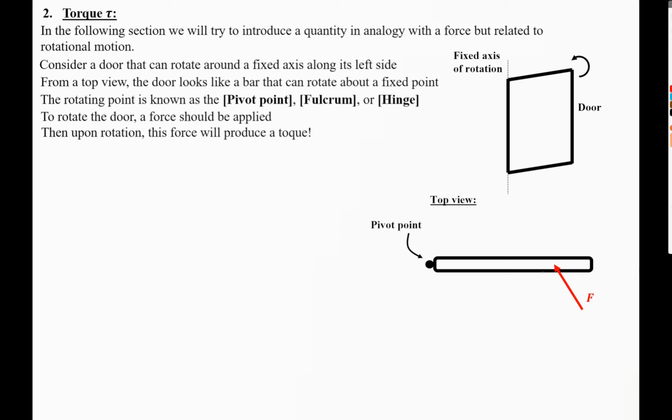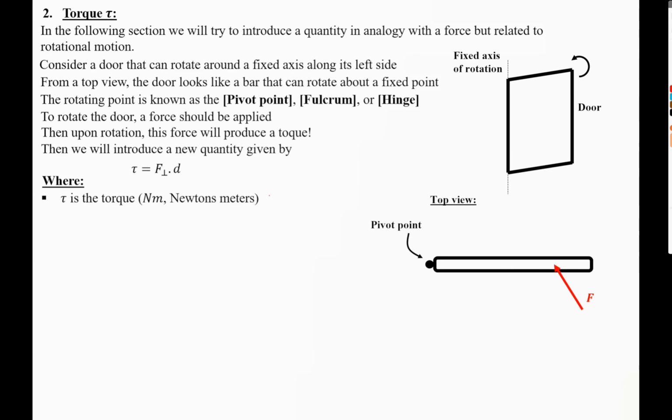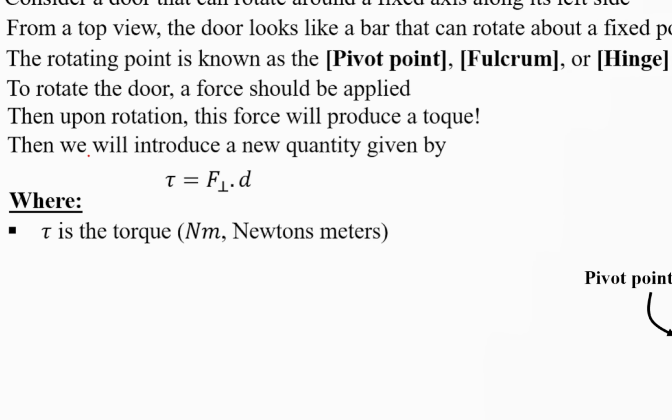Now, whenever a force is applied to an object and the object is able to rotate, we say that the force produces a torque around the point of rotation, which is in this case the pivot point. Then we will introduce a new quantity given by the torque, which is the perpendicular component of the force multiplied by d, where torque tau is in newton meters. Why? Because the force is in newtons and d is in meters.